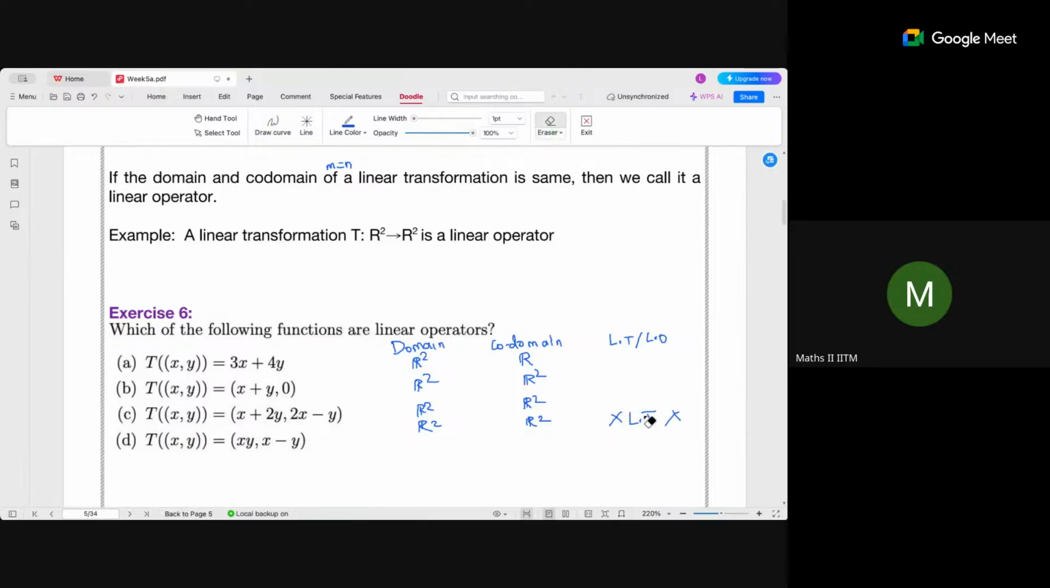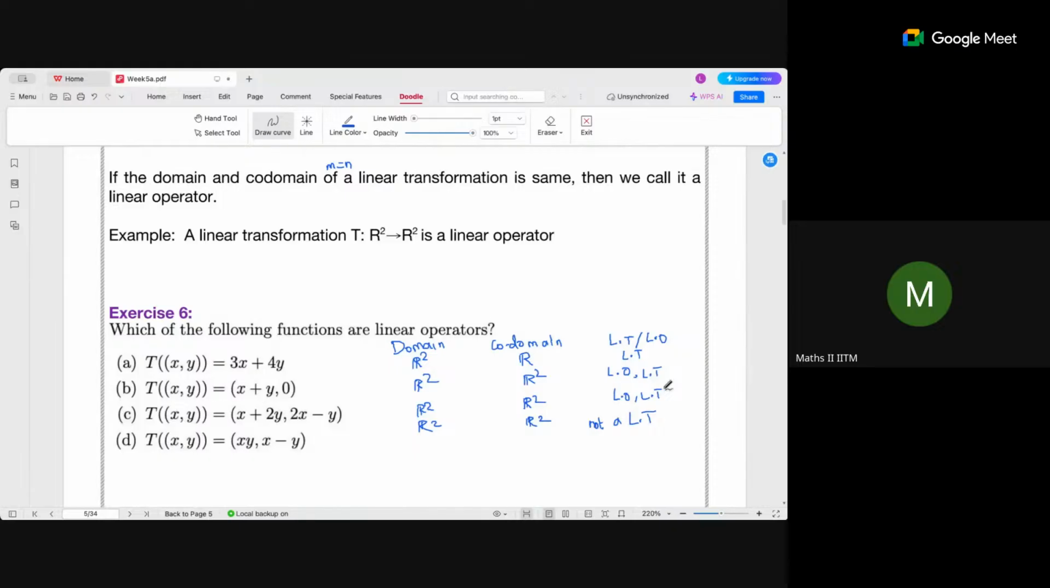Maybe I'll write not a linear transformation. Let's not use unnecessary symbols and confuse. Not a linear transformation. Okay, so what about this? This is a linear operator and hence also a linear transformation. And what about this? Again, the same: a linear operator and hence also a linear transformation.